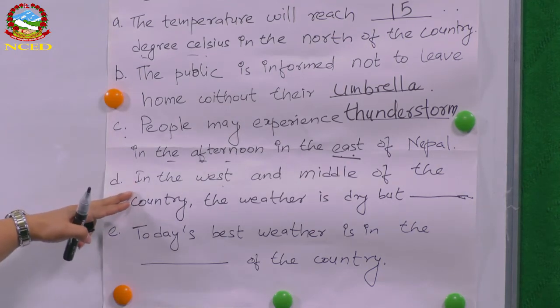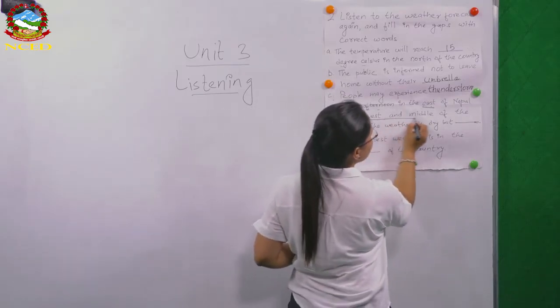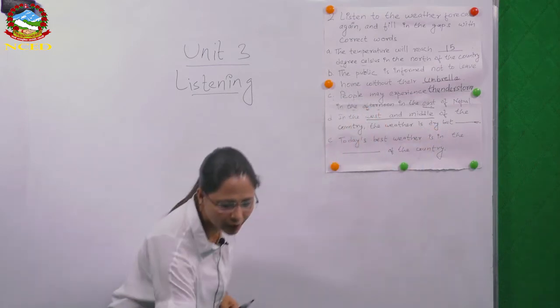Number D, what we have to listen to is, we are looking for the weather in the west and middle of the country. So listen carefully.